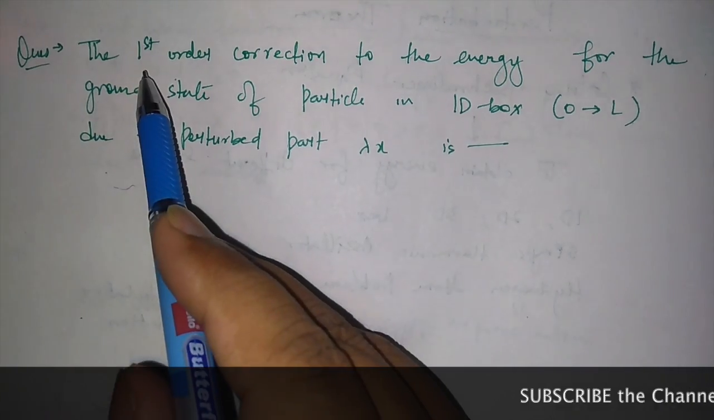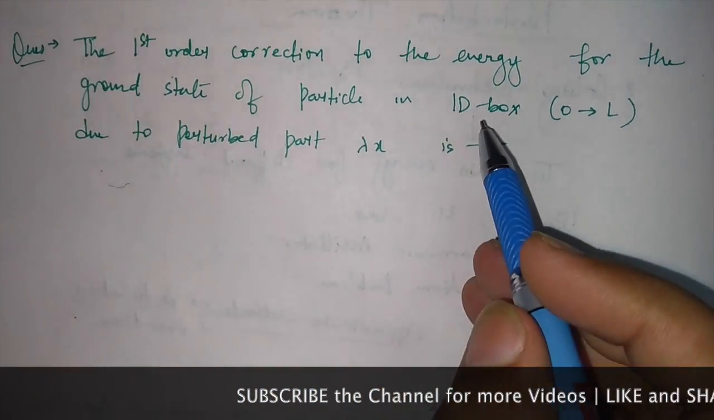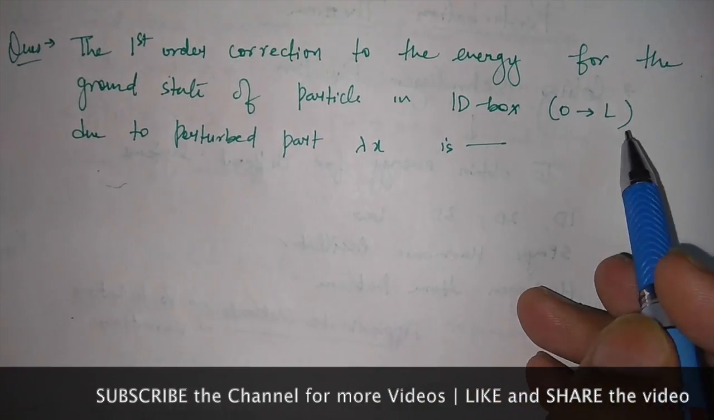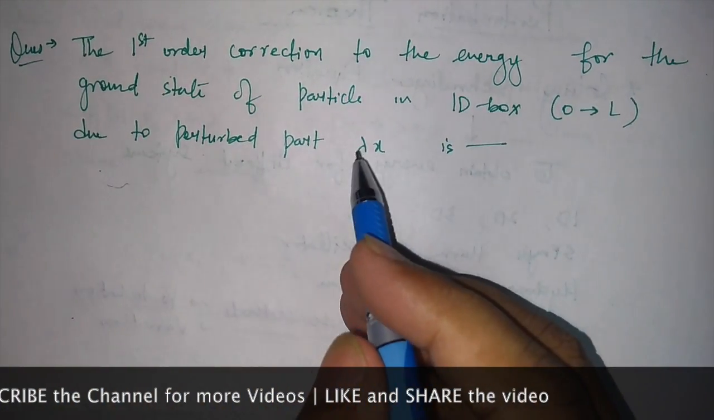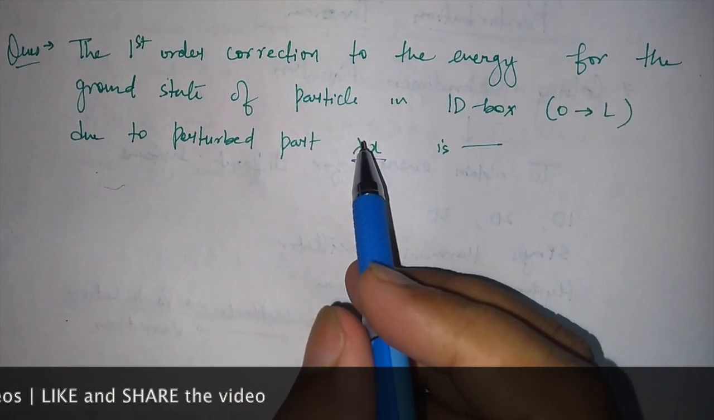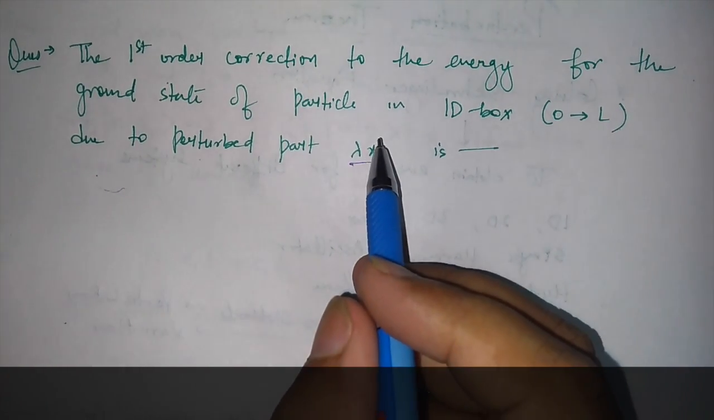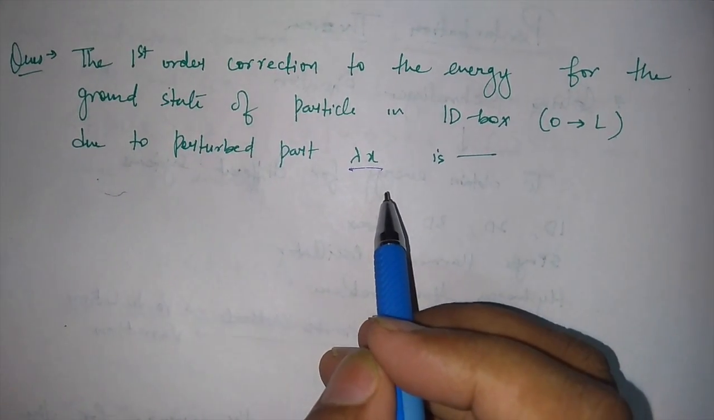The question says: the first order correction to the energy of the ground state of a particle in a one dimension box, that is from 0 to L, due to the perturbed part lambda x. So now you have to be very careful. In the options you will also get 0. So don't just look at the perturbed part and see that the power is odd, so the answer will be 0. It won't be like that.